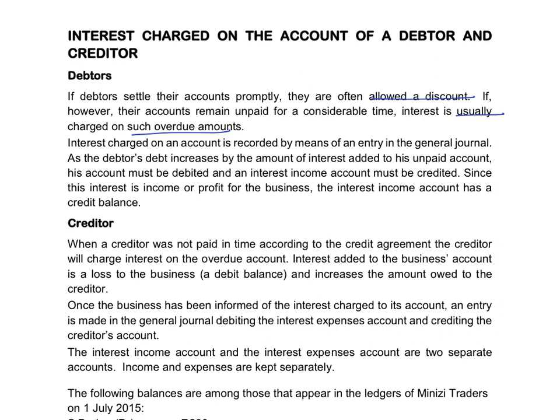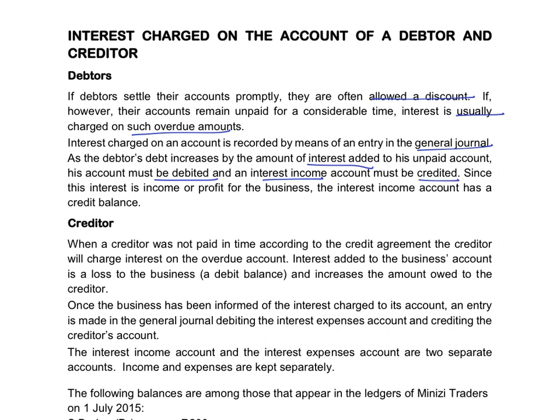Interest charged on account is recorded by means of a general journal entry. As the debtor's debt must increase with the interest because they didn't pay their account in time, it means that their account must be debited, because debtors is an asset and assets increase on the debit side. Interest income is now income for the business that will increase the profits, and therefore income must be credited.